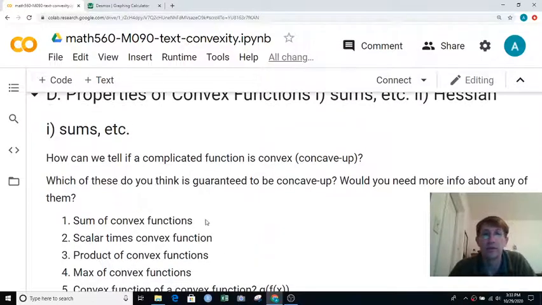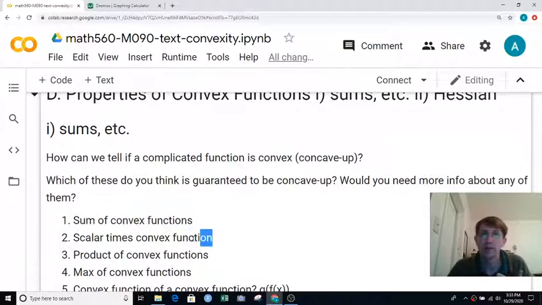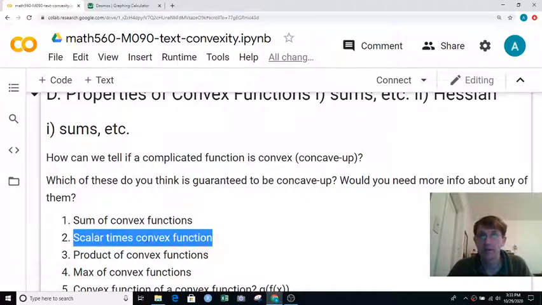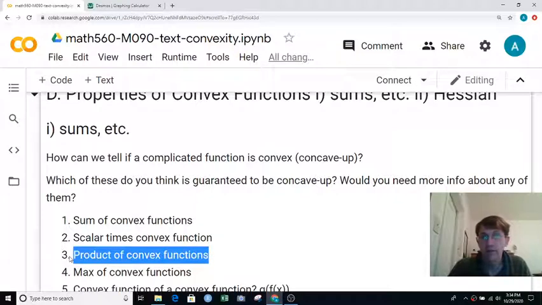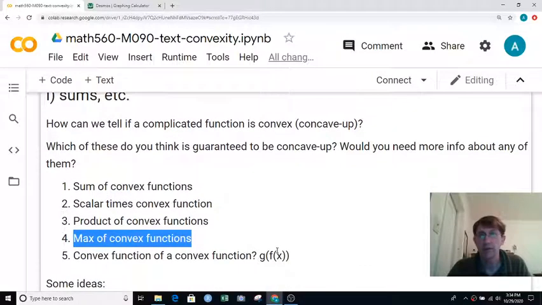Do you think we could say that the sum of convex functions is convex? Do you think we could say that a scalar times a convex function is still convex? Do you think the product of convex functions would still be convex? How about the max of convex functions? Or how about a convex function of a convex function?